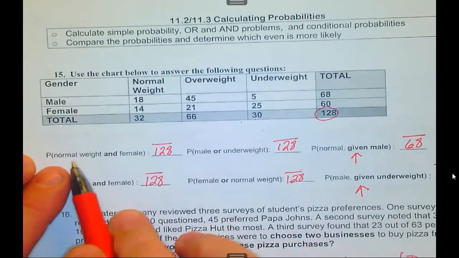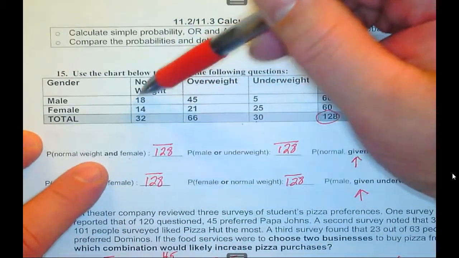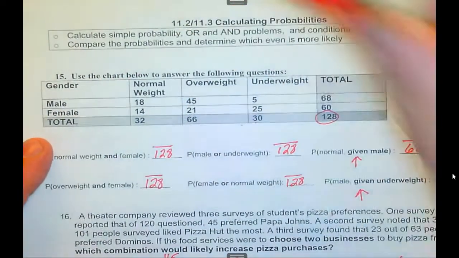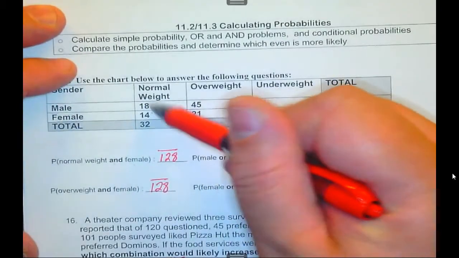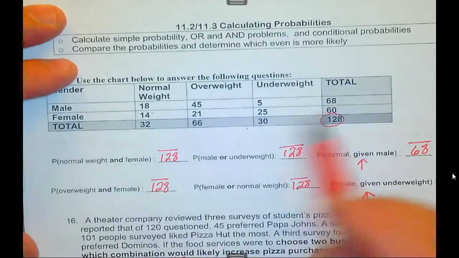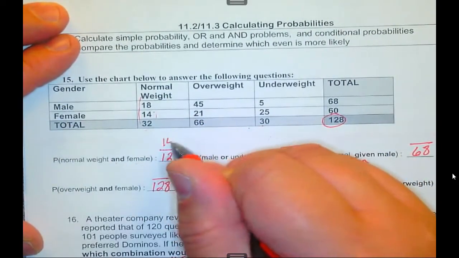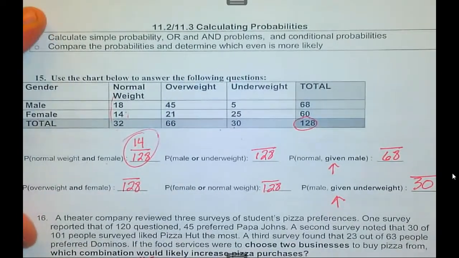Alright, so we want normal weight and female. So here's normal weight and female. Because we got the word and, we need the intersection, right? What's our intersection of normal weight and female? Normal weight, 14, right? Just leave it. Don't reduce, don't do anything.